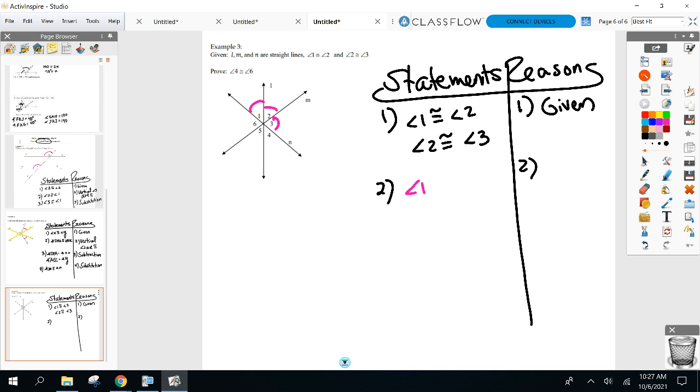Angle 1 is congruent to angle 3 based on what, Lisa? Well, reflexive means something is directly equal to itself. What is it? Substitution. Good. Everyone see how we got that just from the givens? 1 and 2, 2 and 3, right from the givens.